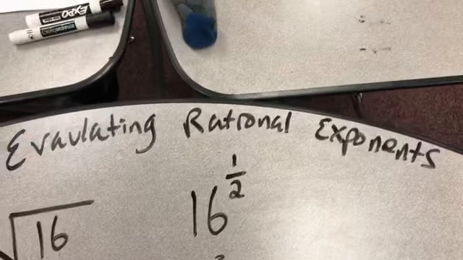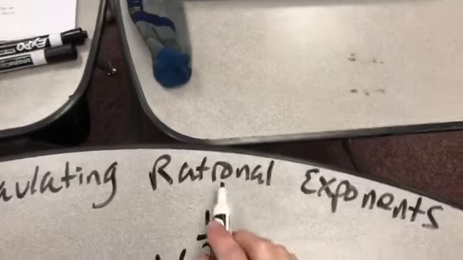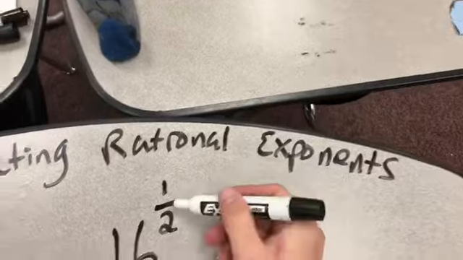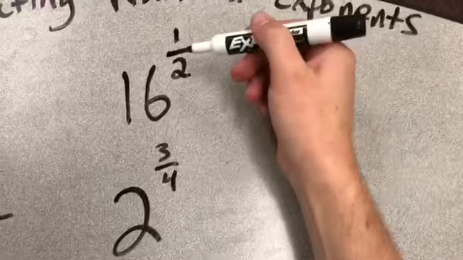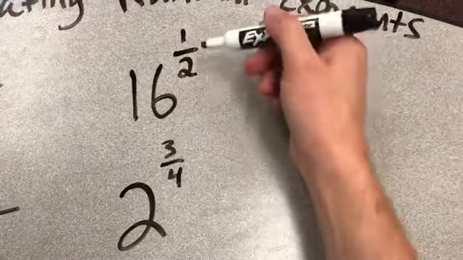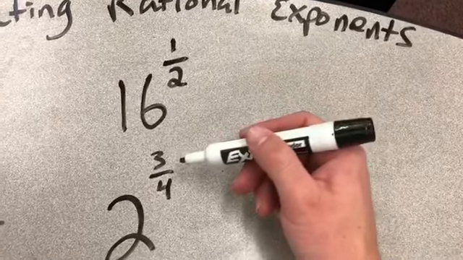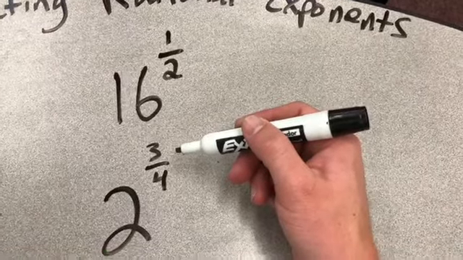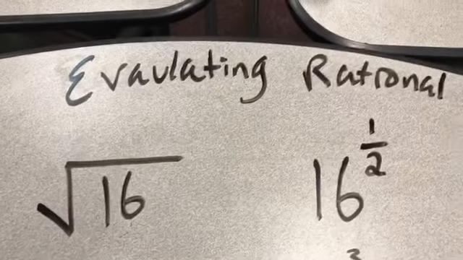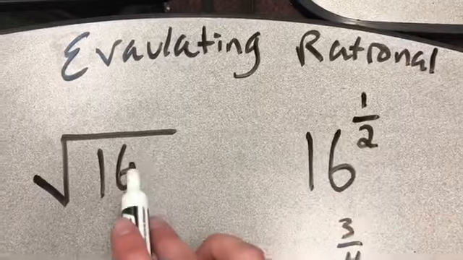All right, evaluating rational exponents: that's just a fancy name for when we see fractions in our exponents. We need to remember, when we see fractions up there, what does that actually mean? Fraction exponents are equivalent to radicals. 16 to the 1/2 is the same as the square root of 16. These mean the same exact thing.